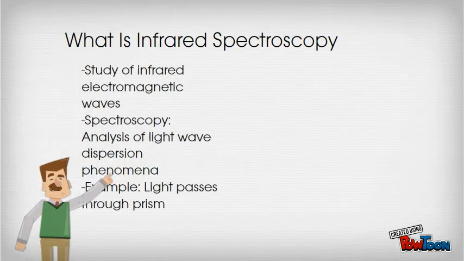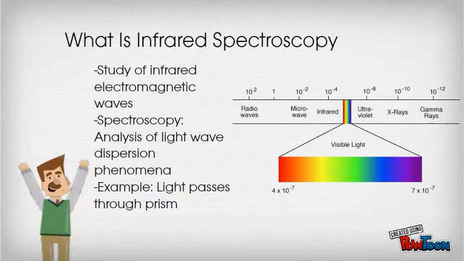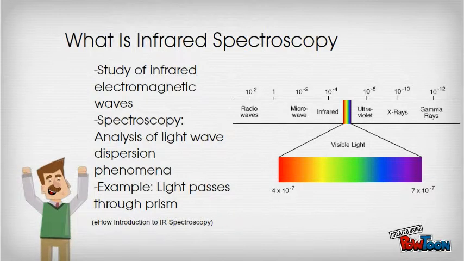What is infrared spectroscopy? Infrared spectroscopy is the study of infrared electromagnetic waves. Spectroscopy means the analysis of light wave dispersion phenomena. For example, when light passes through a prism, it splits into different electromagnetic waves with distinct frequencies. Infrared spectroscopy deals with the frequencies which fall under infrared.